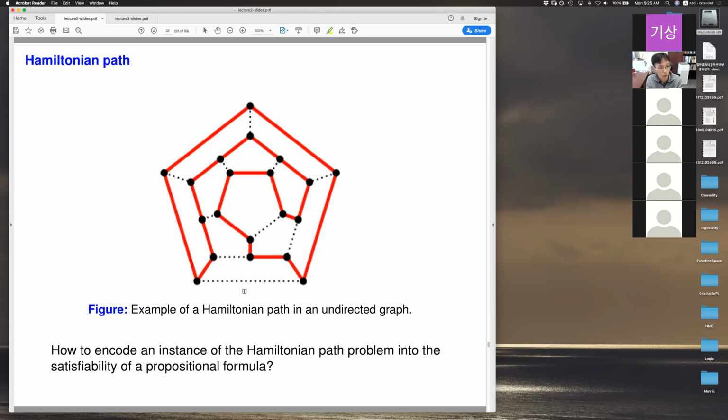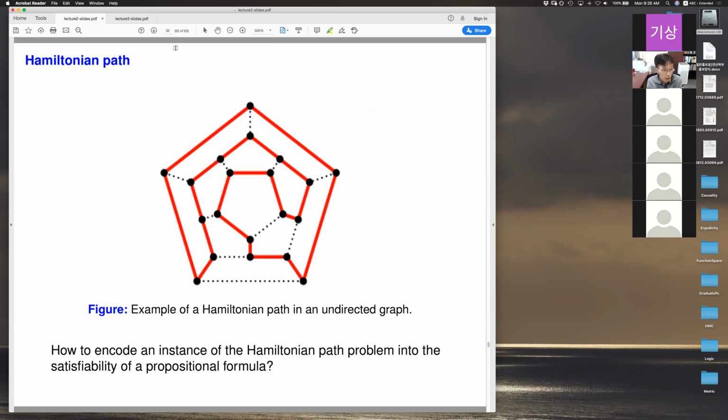You want to come up with some path which goes along the edges of the graph and visits all the vertices. A Hamiltonian path may not exist, and we want to know whether a given graph has a Hamiltonian path or not. And if it does, we want to find an answer. Okay. And this can also be done by using a satisfiability solver. So that's what we're going to do.